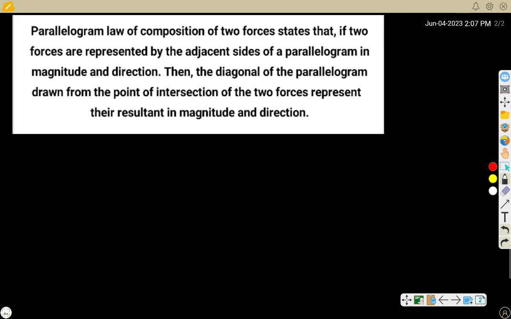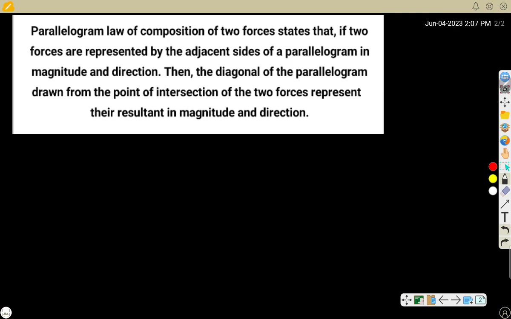Parallelogram law of composition of two forces states that if two forces are represented by the adjacent sides of a parallelogram in magnitude and direction, then the diagonal of the parallelogram drawn from the point of intersection of the two forces represents their resultants in magnitude and direction.